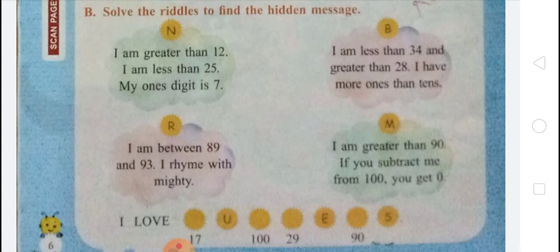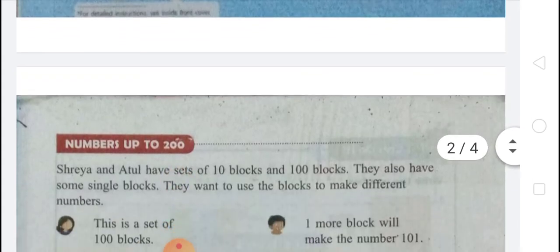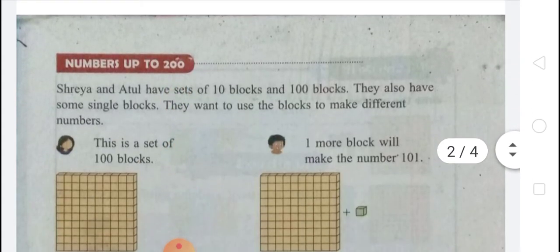Now we have to fill in the blanks. For 17 we write N, for 100 we write M, for 29 we fill B, and for 90 we fill R. So the message is: I love numbers. Next topic, numbers up to 200.